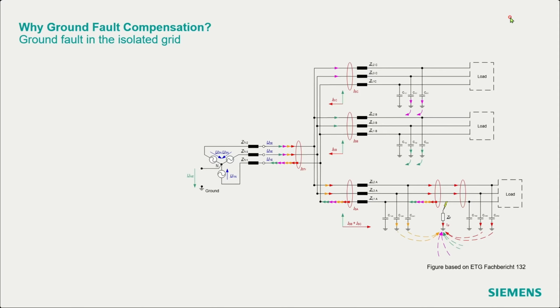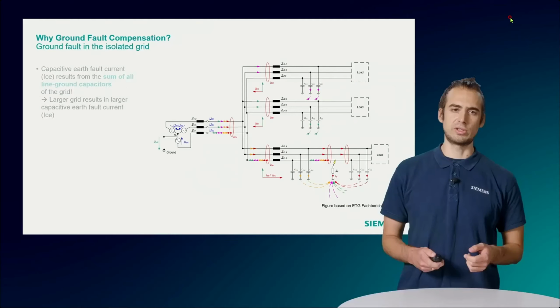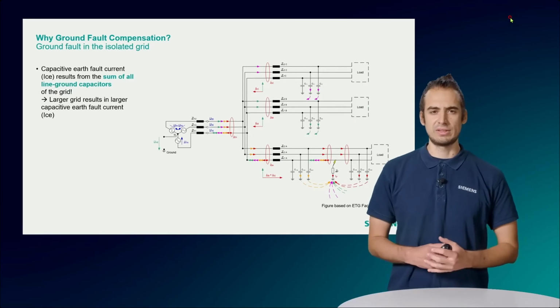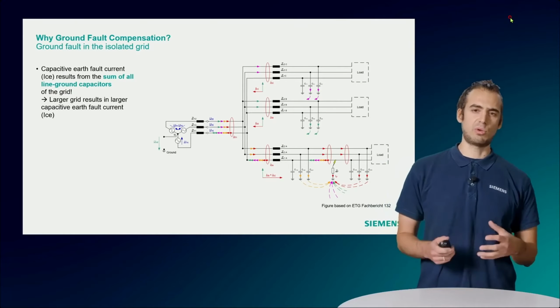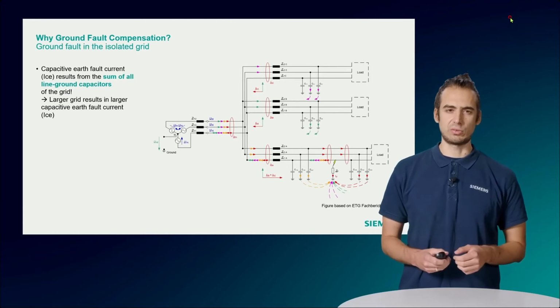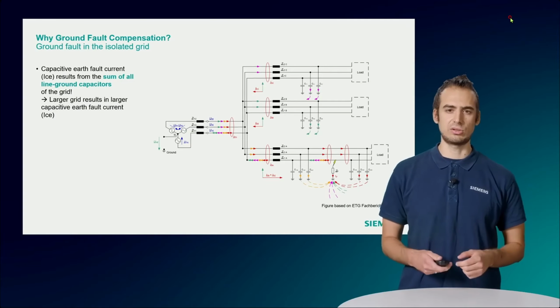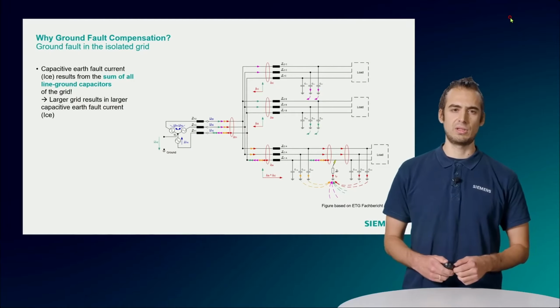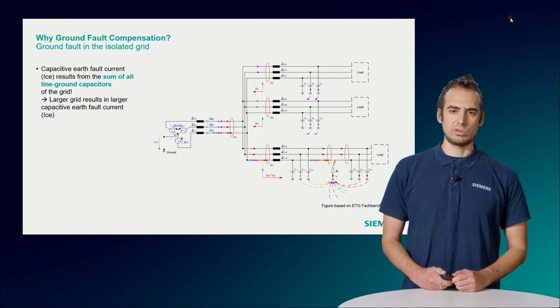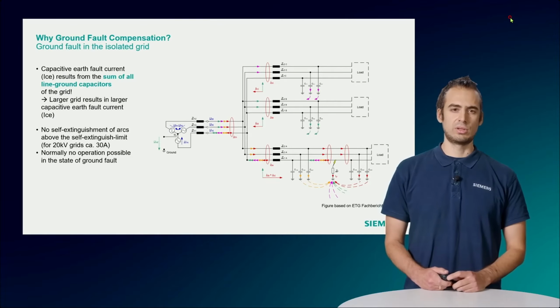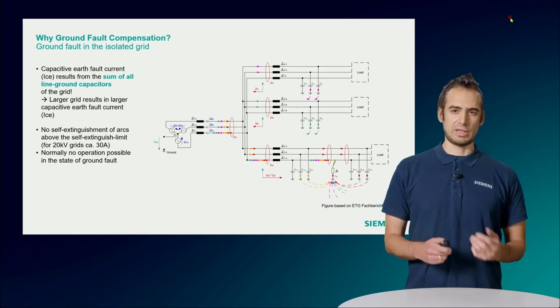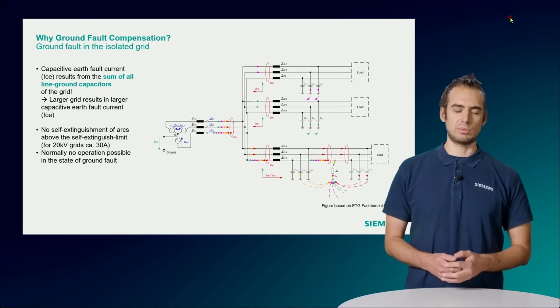And the special thing about this ground fault in the isolated grid is that the fault current depends really on the sum of all line to ground capacities in the grid. So the larger the grid gets, the larger also the fault current will get. And this also leads to a bit to the disadvantage of the isolated grid. So we can get quite high currents here if the grid is bigger.